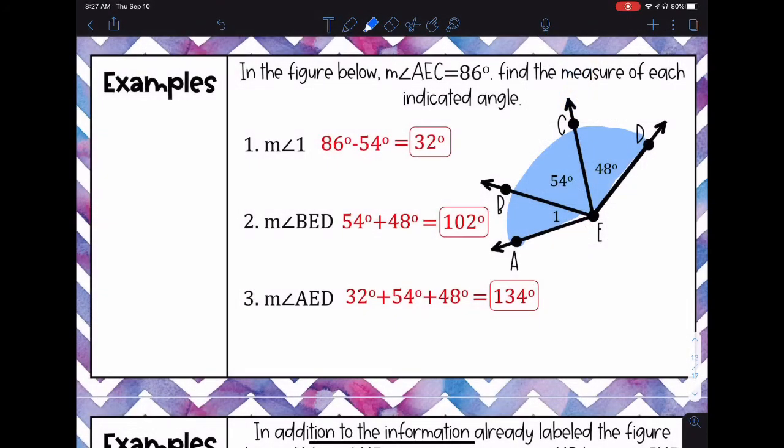All right, so when we're looking at this angle AED, all here in blue, we've got to add them all up. Remember, angle 1 is 32 degrees, because we already found that out. Angle 1, 32 degrees, 32 plus 54 plus 48. Add all three of those together, it's going to give you this big angle, the big one, which is 134.